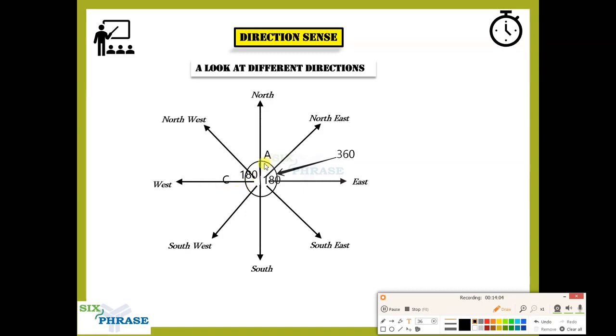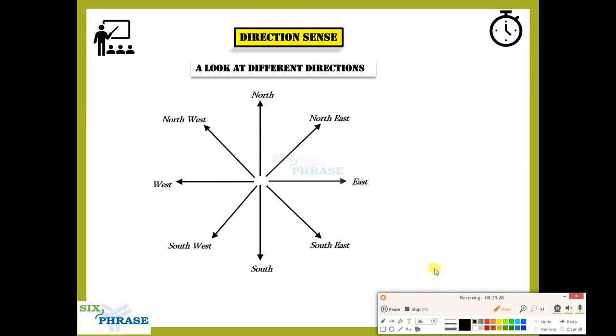So you can see from here to here it is 180, right? From here to here it is 180, then from here to here it is again 90. So what is 180 plus 90? It is 270. So the angle between the north and the west lines is 270 degrees, or I would say the angle between A and C is 270 degrees.